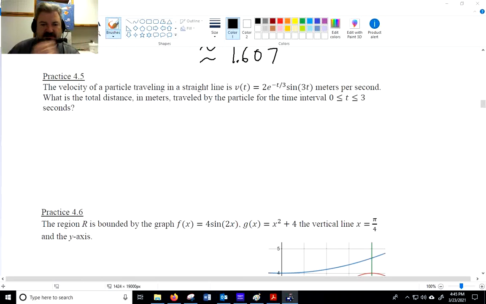Let's try another one. The velocity of a particle traveling a straight line is v of t equals 2 times e to the negative t over 3 sine of 3t meters per second. Again, looks like a calculator question here. What is the total distance in meters traveled by the particle from the time interval 0 to 3 seconds? Pause the video and give it a try. Okay, hopefully you recognize that since it says velocity of a particle and it asks for total distance, not total displacement, but total distance, that we need to be doing an integration of the absolute value of v from 0 to 3.